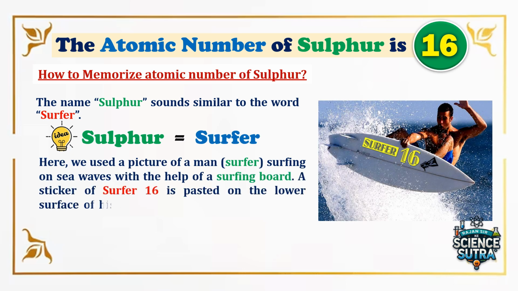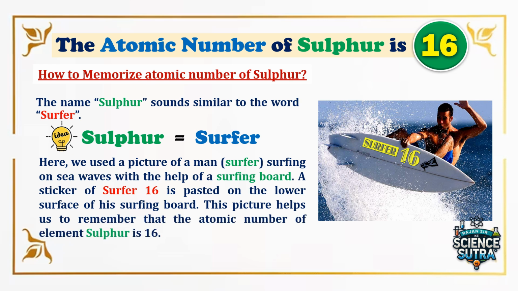Here we used a picture of a man, also called a surfer, surfing on sea waves with the help of a surfing board. A sticker of surfer 16 is pasted on the lower surface of his surfing board. Are you seeing the sticker? It's in yellow color. Surfer 16. This picture helps us to remember that the atomic number of the element sulfur is 16. Have you memorized it? Sulfur, surfer, and the sticker is pasted on the lower surface of the surfing board. It's sulfur 16.